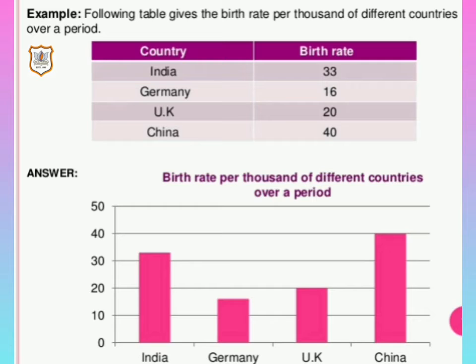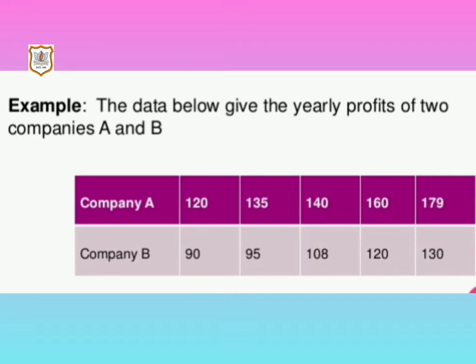Now let's have a look at an example of multiple bar diagram. A multiple bar diagram is drawn when more than one mutually related characteristics are given. So let's read the example. The data below gives the yearly profits of two companies A and B. So here the profits of two companies are given. That means mutually related characteristics are given. Profits of company A and company B are given. So here a multiple bar diagram is suitable.